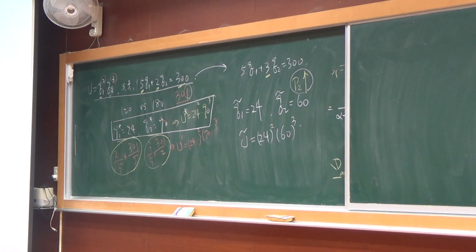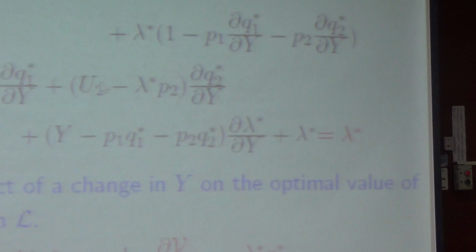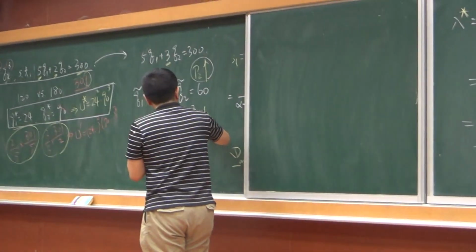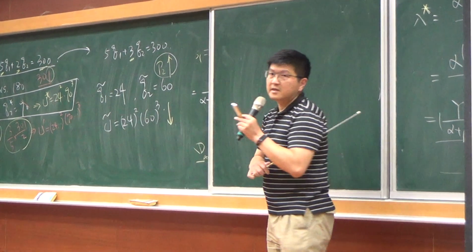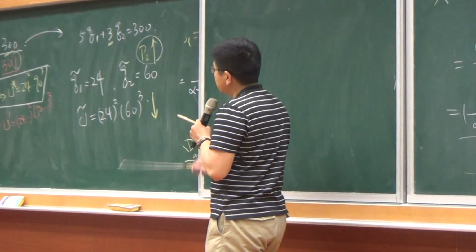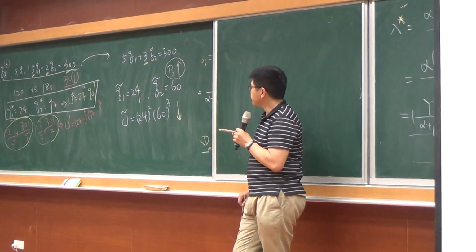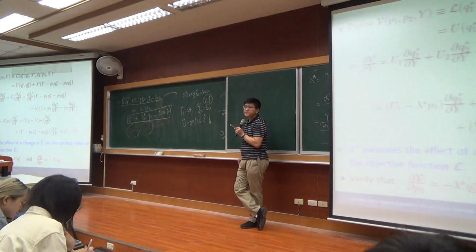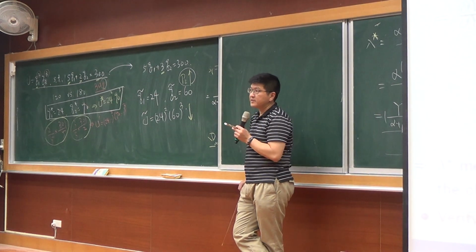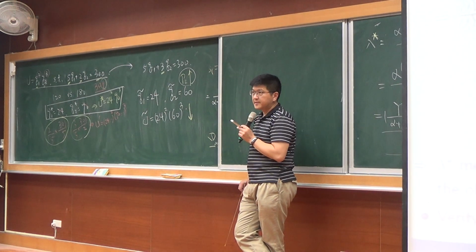Alright, in the partial with respect to P2, you see a negative sign, which means the utility drops. So an increase in the price will make the utility drop. That's what the minus sign, the negative sign, represents or indicates.